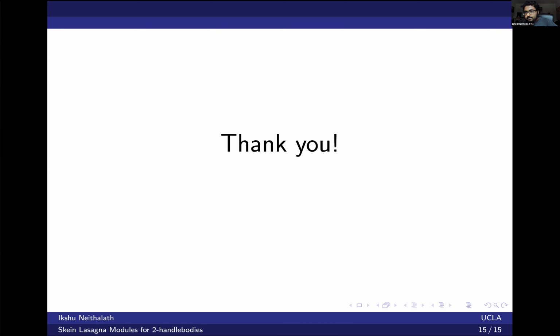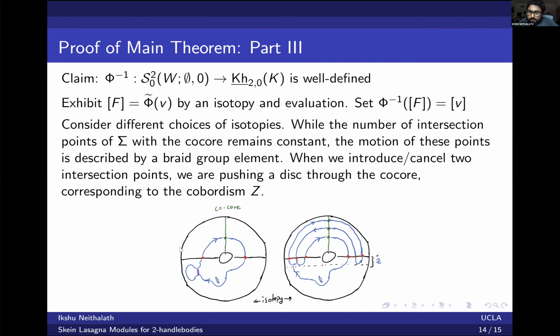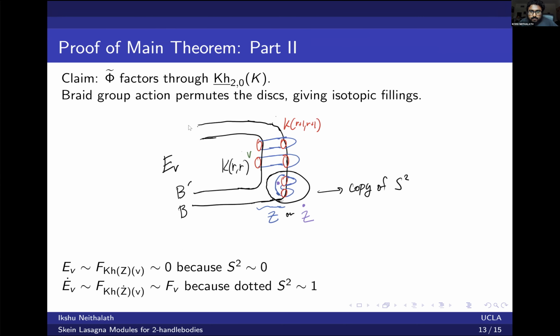I think I might have misunderstood something. Can you go back to page 13? It's where you were capping off. Yeah. Okay, here's maybe a dumb question. Let's say I have just a 4-ball with a 0 framed 2 handle attached, and I think about the core of my 2 handle as being glued to a disc that's inside my 0 handle. Does that evaluate to 0?